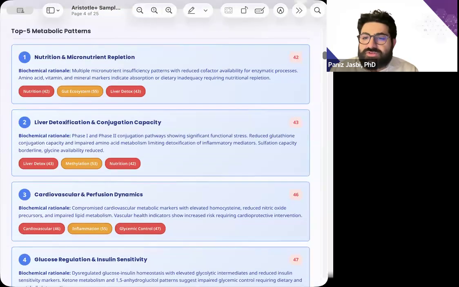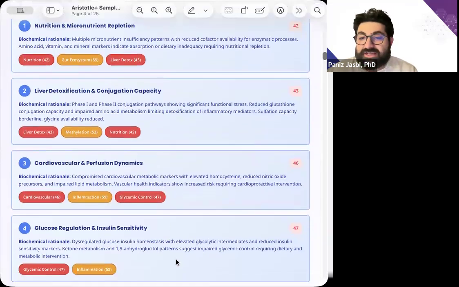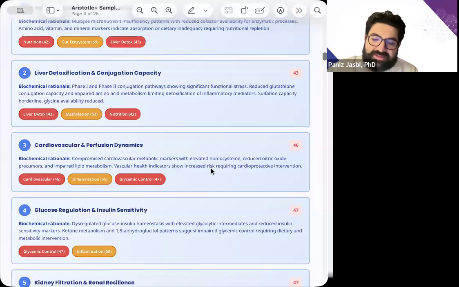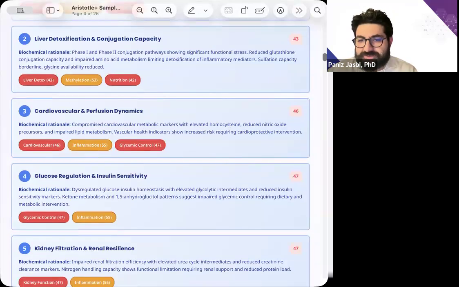What we're going to do is use this page to form 3 outputs immediately. First, a history checklist. For example, if nutrition and repletion is top ranked, confirm dietary patterns, appetite changes, GI symptoms, restrictive diets, and supplement use. If liver detoxification capacity is flagged, confirm alcohol exposure, medication load, environmental exposures, and symptoms that are consistent with poor clearance or maybe high inflammatory burden. If glycemic control is flagged, confirm meal timing, cravings, postprandial symptoms, and sleep disruption.